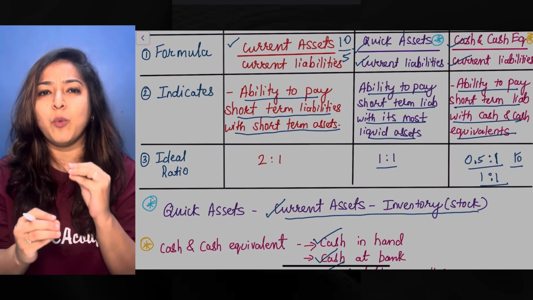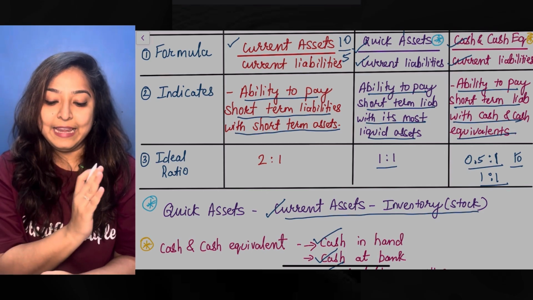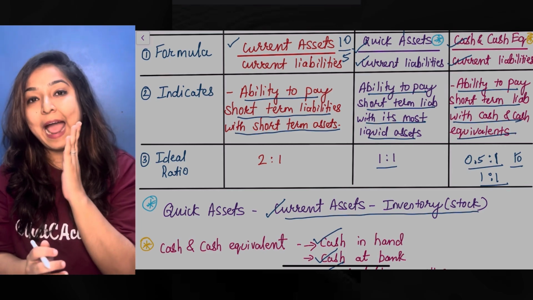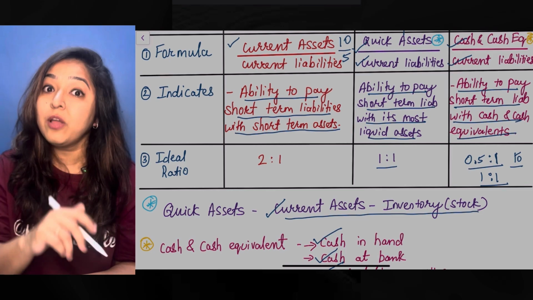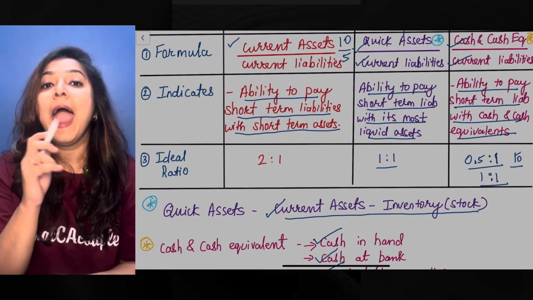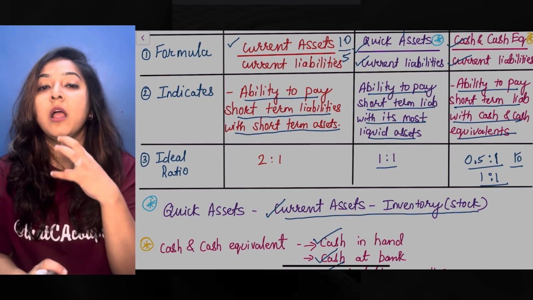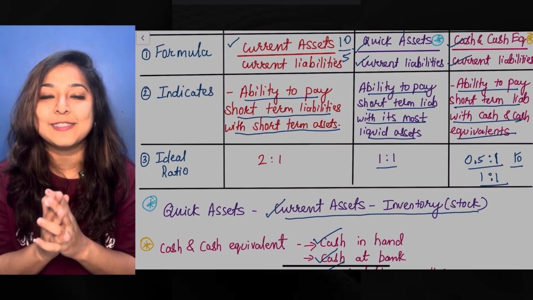I would also like to end the video again repeating my point that even though the ideal ratios are 2 is to 1, 1 is to 1, and 0.5 is to 1, always consider various other ratios in comparison to these, and various other factors like industry, business cycle, the product, the service, the scale at which the company is operating.